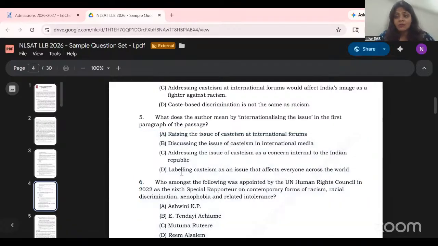So labeling will come at a very later stage. Similarly, if you look at option C, if it is a problem which is associated to Indian Republic, there's no need for an entire forum to sit up, right? That is again there.